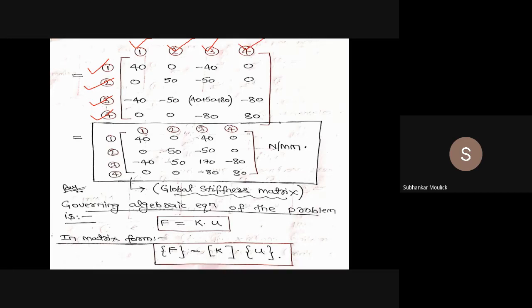Inside this 4 cross 4 matrix, I have to assign the values. How will I assign them? You have to assemble it. This value is the first row and first column. So from matrices A, B and C, I have to find the 1 cross 1 value.